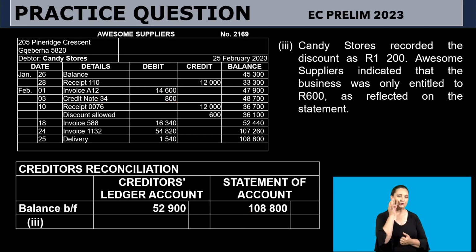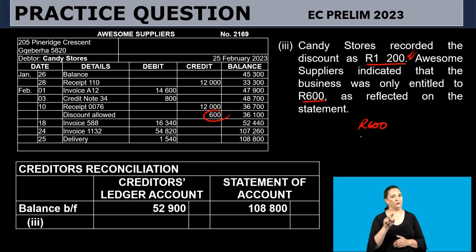Number 3. Candy stores recorded the discount as 1,200. Awesome Supplies indicated that the business was only entitled to 600 as reflected on the statement. Here's the discount of 600. However, we had recorded 1,200. That simply means we recorded 600 more. We subtracted 600 more. We were not granted 1.2. We were only granted 600. So we must come and add back the other 600 that we had subtracted, yet we were not granted, plus 600. Next one, please.